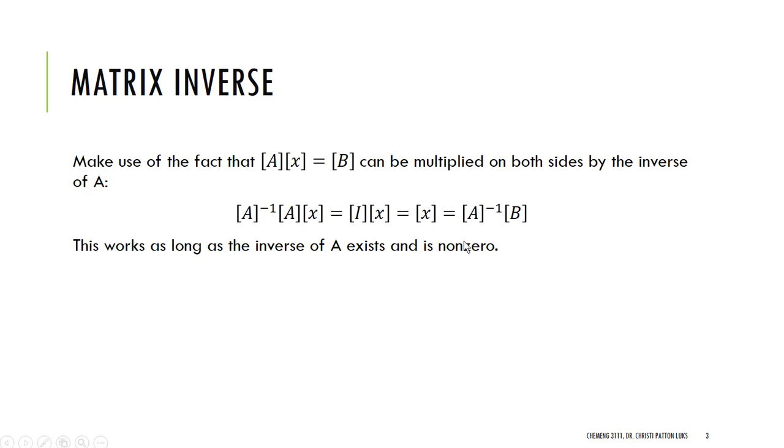Now this works as long as you have an inverse that is non-zero. This relates back to Cramer's rule saying that the determinant can't be zero. So as long as I can take the inverse of matrix A that's non-zero, then the product of that times B will give me my answer X.